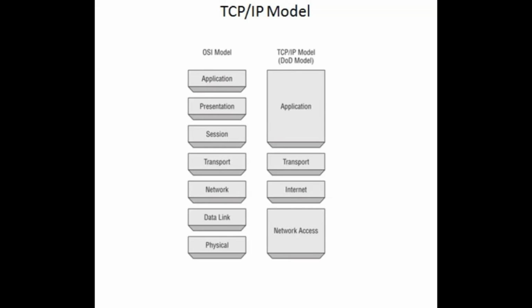Data offset 4 bits, the number of 32-bit words in the TCP header. This indicates where the data begins. Reserved 6 bits, reserved for future use, must be 0. Control bit 6 bits. URG, urgent pointer field significant. ACK, acknowledgement field significant. PSH, push function. RST, reset the connection. SYN, synchronize sequence numbers. FIN, no more data from sender.